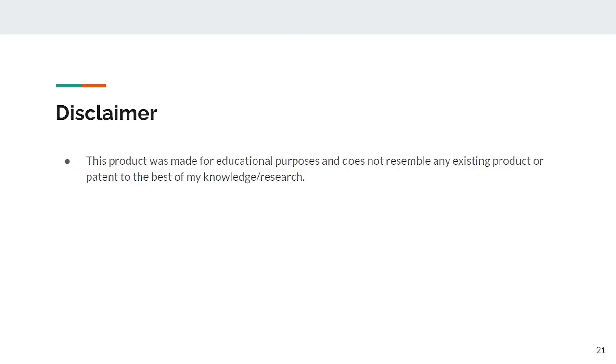As a disclaimer, this product was made for educational purposes and does not resemble any existing product or patent to the best of my knowledge and research.